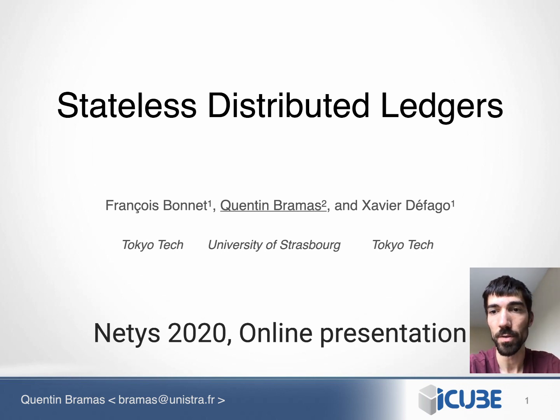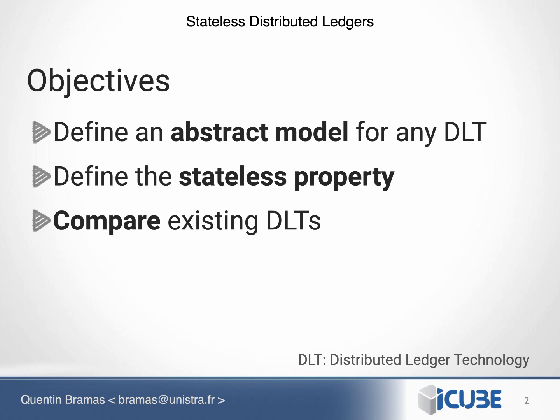So about the topic we are considering today, it's about distributed ledger technologies, or just DLTs, and this includes all the different blockchains, but also Byzantine agreement protocols. And so the problem we have is we know it's really hard to analyze this wide variety of technologies. And so our first objective is to define an abstract model that encompasses all existing DLTs, but is descriptive enough to define properties and compare DLTs.